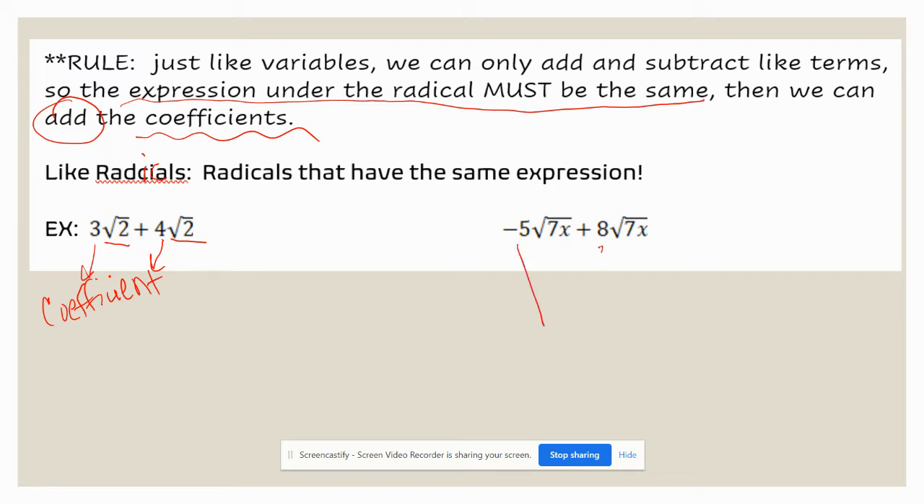The -5 and the +8 are the coefficients. Coefficients, remember, is a fancy name for saying the values in front. And then square root of 7x, square root of 7x. They're both the second root or square root, and they both have 7x underneath. So those are like radicals, and you would be able to add those coefficients together.